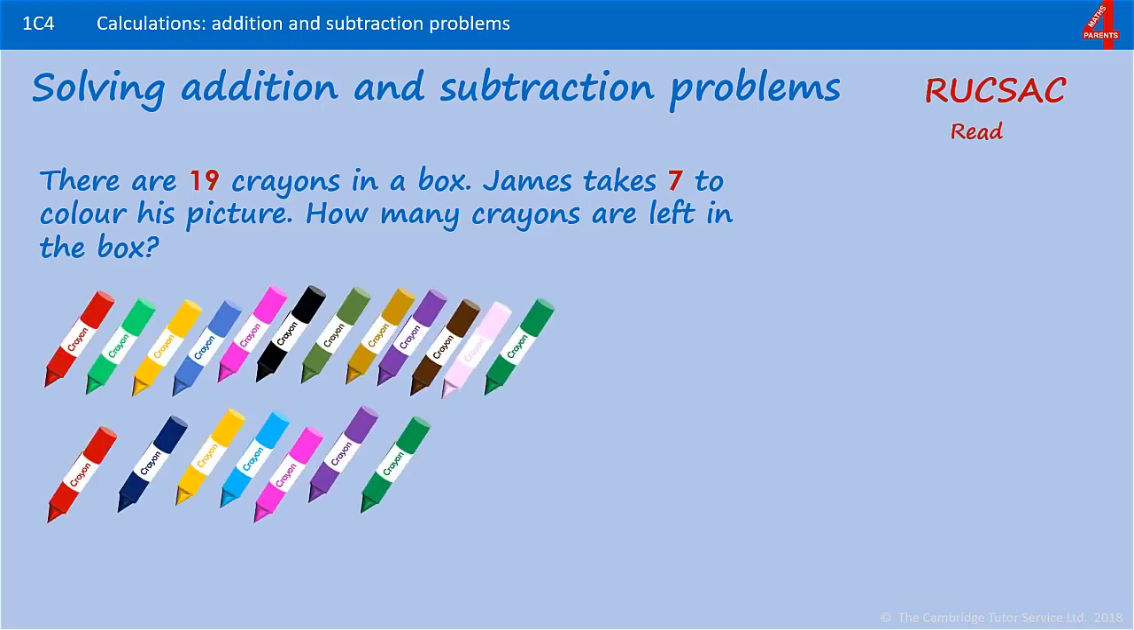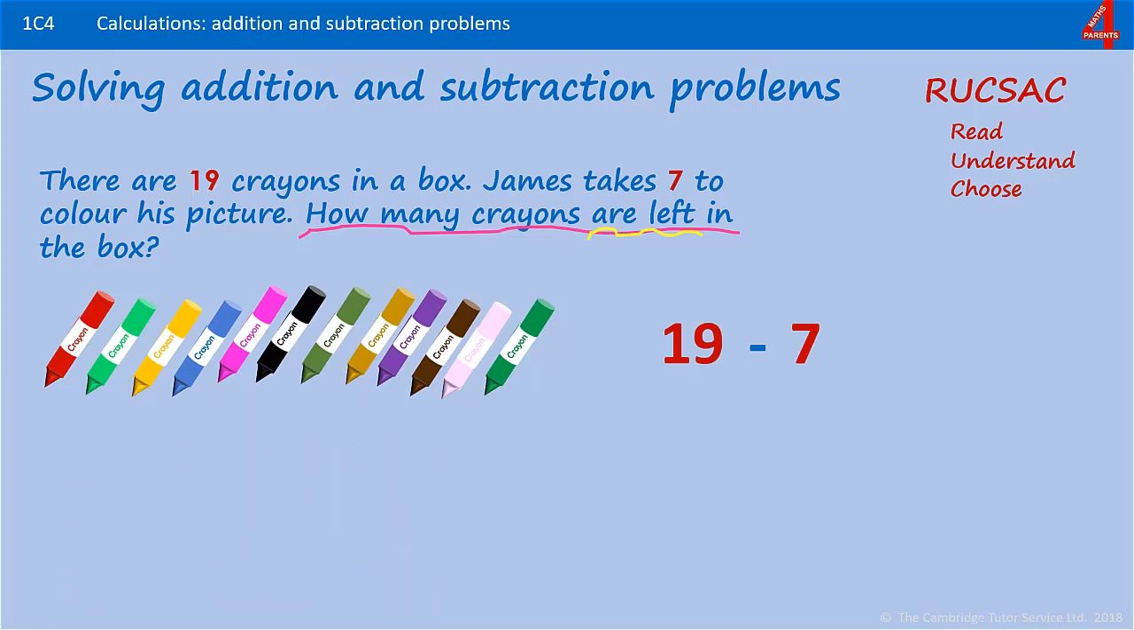There are 19 crayons in a box. James takes 7 to colour his picture. How many crayons are left in the box? We're being asked how many crayons are left in the box, which indicates that we're doing a subtraction. The numbers that we're using, 19 crayons, take away 7. How many do we have left? 1, 2, 3, 4, 5, 6, 7, 8, 9, 10, 11, 12. 19 crayons, take away 7, gives us 12. And if we add 7 and 12 together, we get 19.